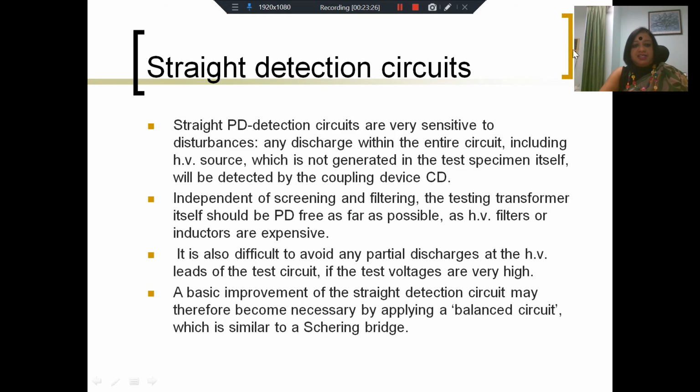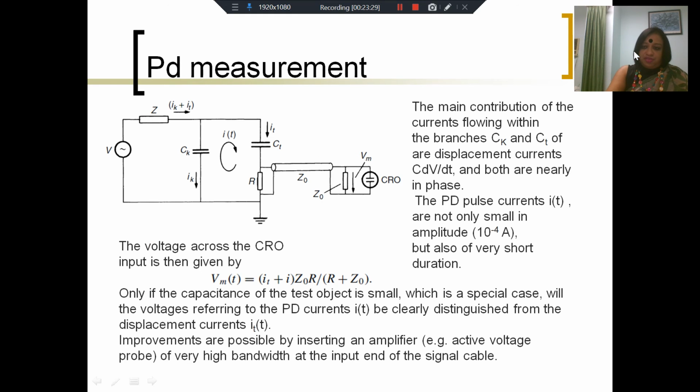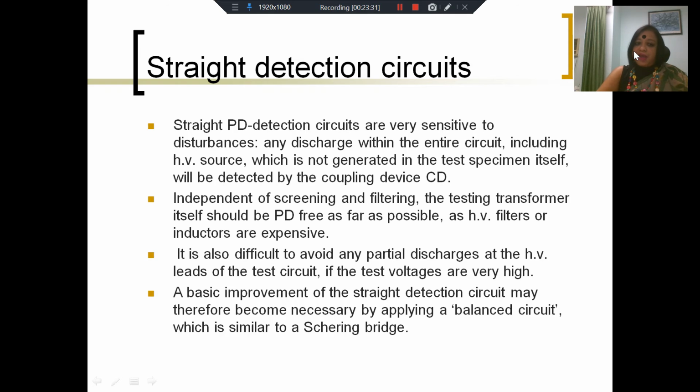Now, this circuit is what is called a straight detection circuit, and we already see that there is a problem. Straight PD detection circuits are very sensitive to disturbances. You will not only see in the CRO discharges happening in the test specimen, but if there is any discharge anywhere within the entire circuit, even inside the high voltage source, it will be detected by the coupling device and mess up your measurement. So you will have a lot of unintended noise. Therefore, it is very important that the testing transformer, the supply, should be PD free as far as possible.